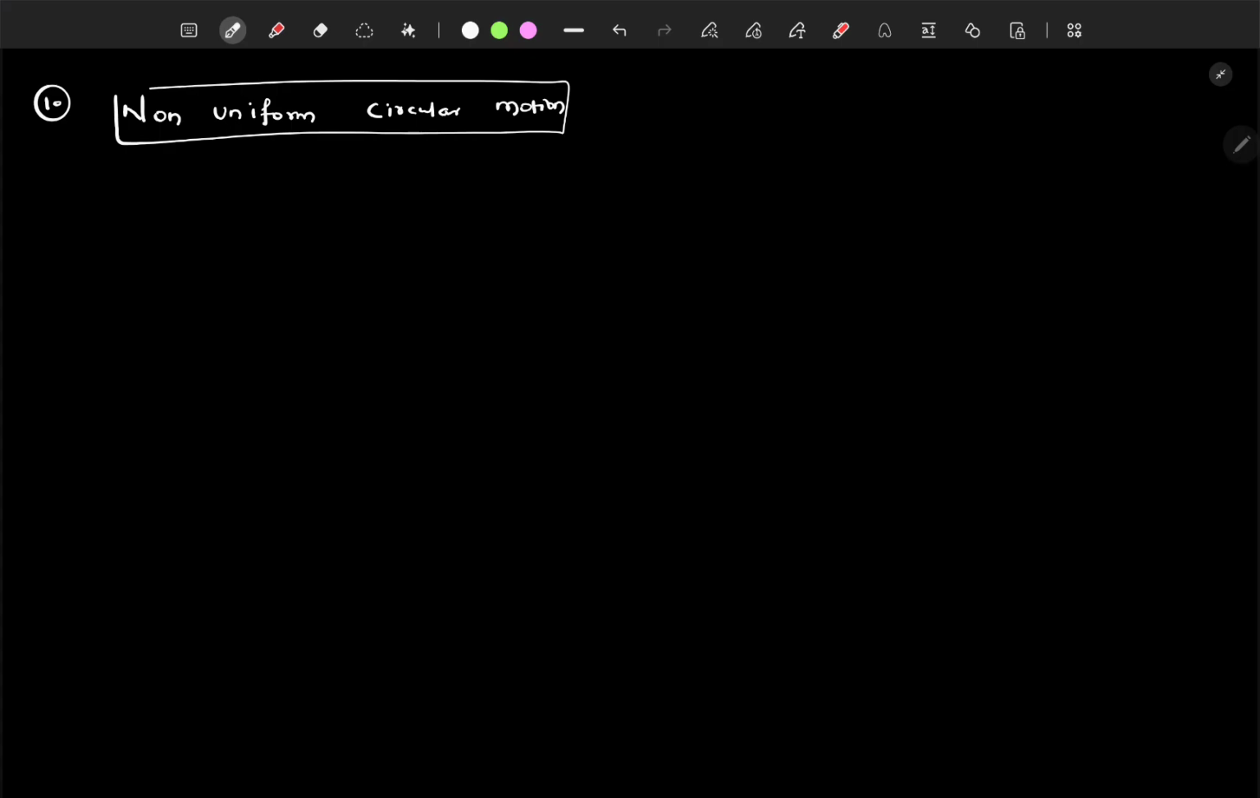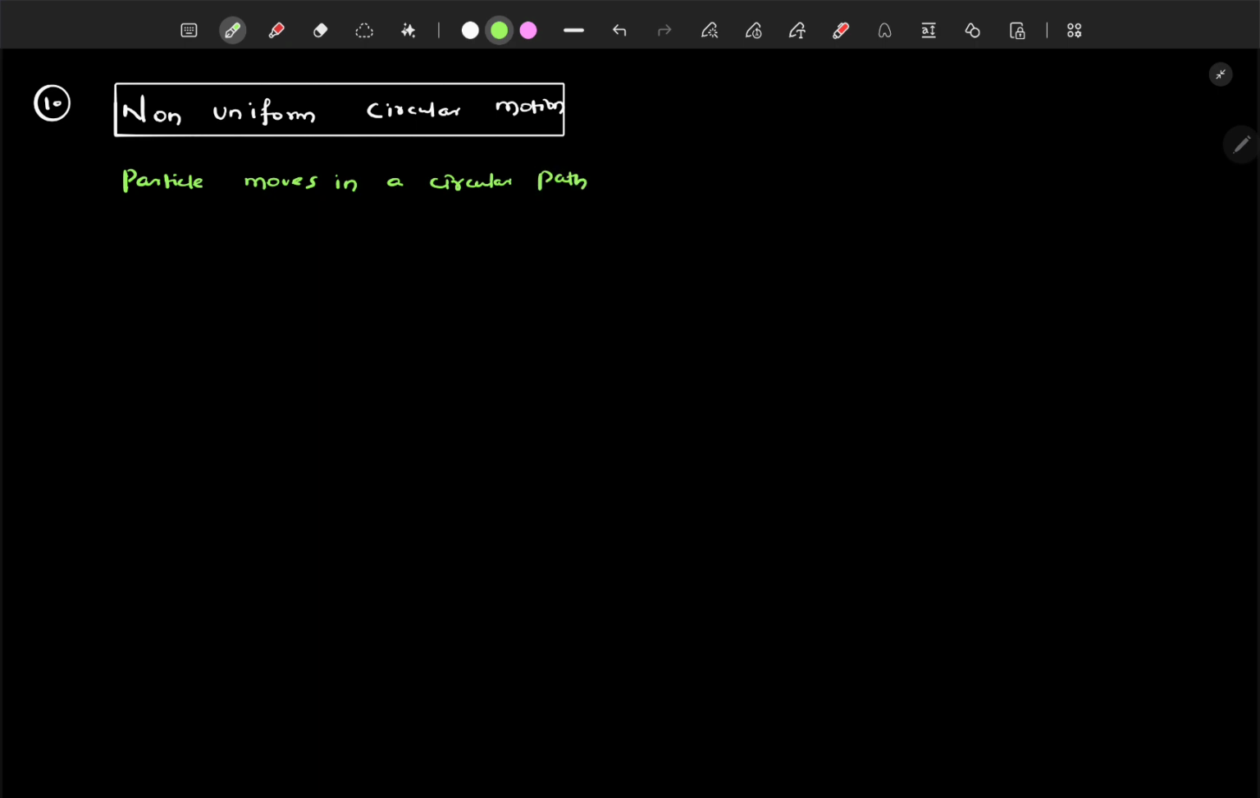This is our point number 10. Yes, so in point number 10 we will discuss non-uniform circular motion. Okay, circular motion means the path is circular, but in case of non-uniform, the speed is not constant, that is variable. So here the particle moves in a circular path, but not with constant speed. That means speed is variable.